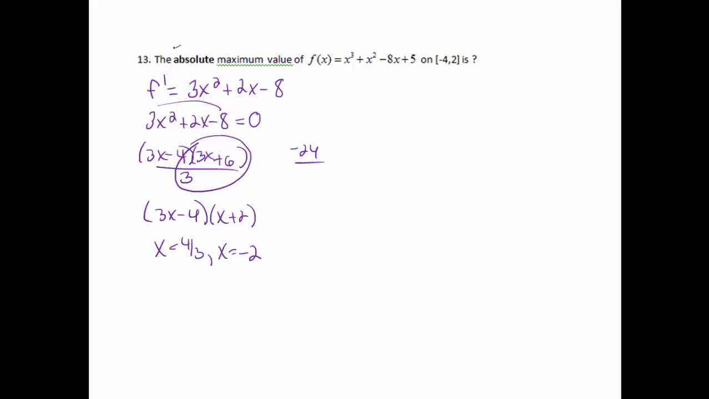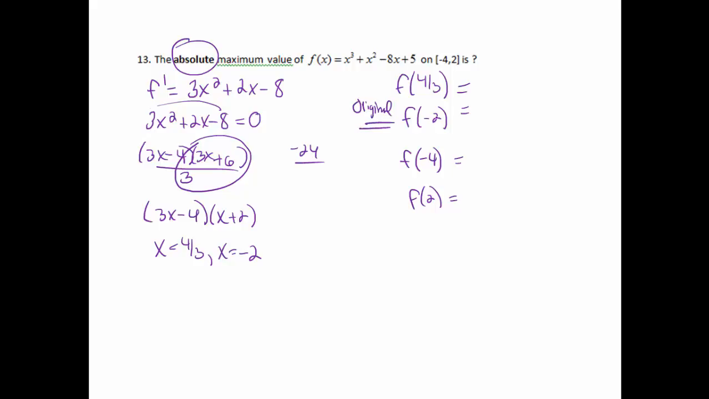And now to find an absolute, we're not going to draw an f prime chart. We're actually going to evaluate the function at my critical numbers and at my endpoints. So I'm going to evaluate it at 4/3, at negative 2, and also at negative 4 and at 2, because those are my endpoints. We're plugging these into the original function.